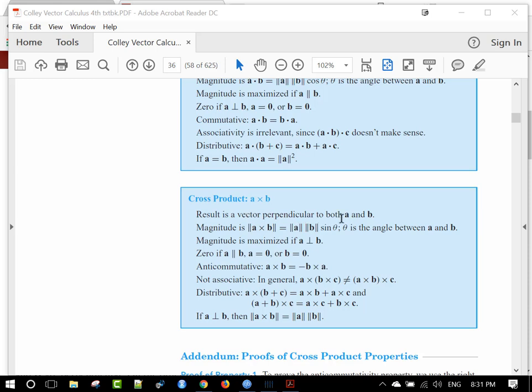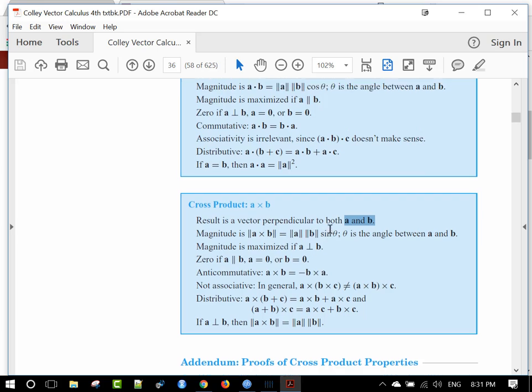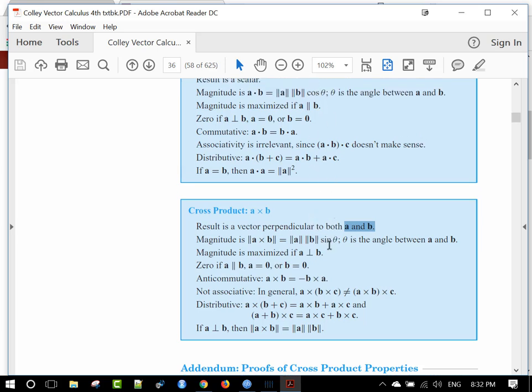And the cross product, the result is a vector, and that vector is perpendicular to both A and B. In other words, it's perpendicular to the plane that contains A and B. The magnitude of the cross product is magnitude of A, magnitude of B, times the sine, not the cosine, of the angle between them. So it is maximized when the two vectors are perpendicular. This one was 0 in that case. And it's 0 if they're parallel, because the sine of 0 is 0.